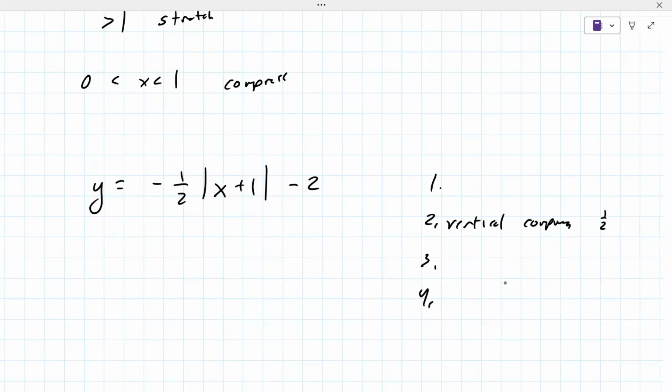And then reflection over the x-axis. Yes, reflection x-axis. Good. And then left by 1, and then down 2. Down 2, good. Really good. All right, so I feel like that's a pretty good graph here.